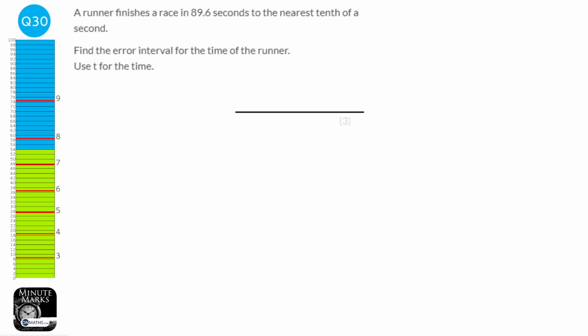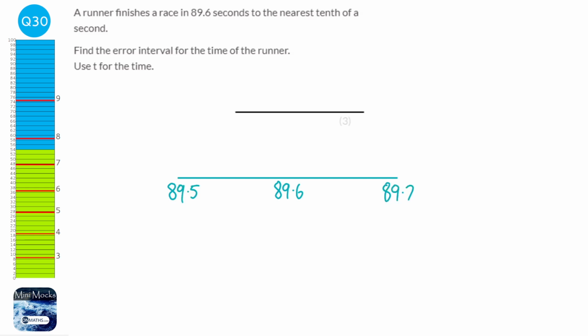To find an error interval, what we need to do is find the smallest and largest that a number can be. So I start by just drawing a quick number line, and we put our number in the middle, which is 89.6. Now we're looking to the nearest tenth, so what I'm going to do is write down the next number down and the next number up in tenths. So the next number down would be 89.5. The next number up would be 89.7.